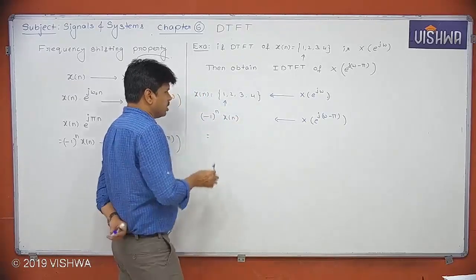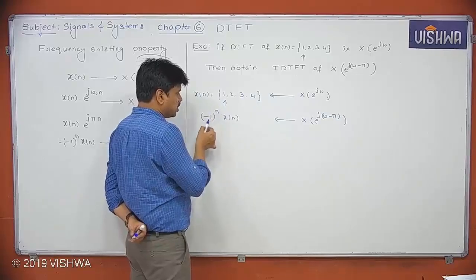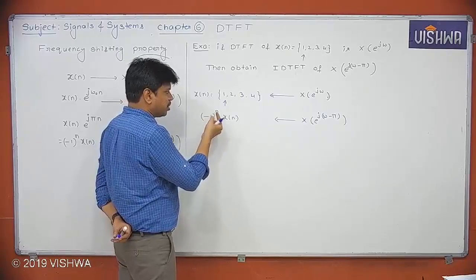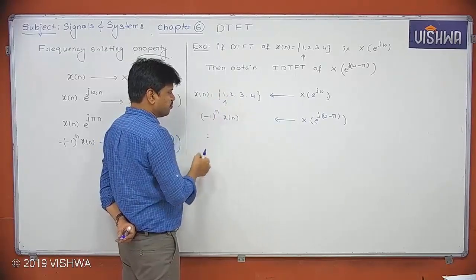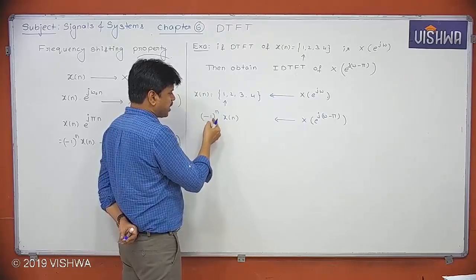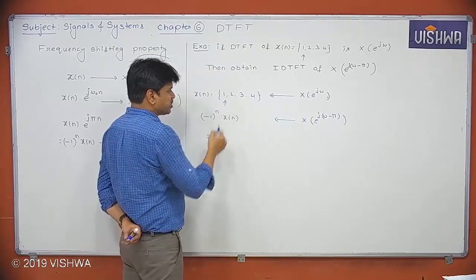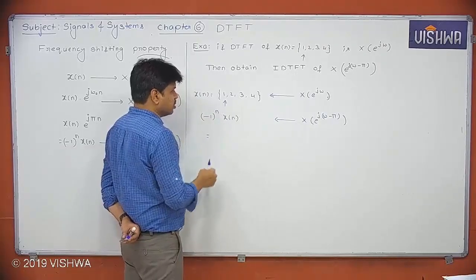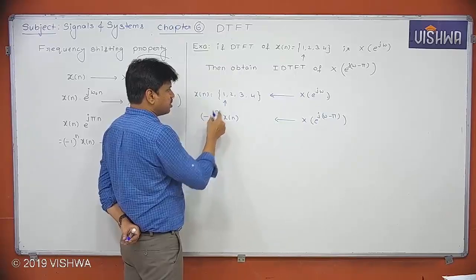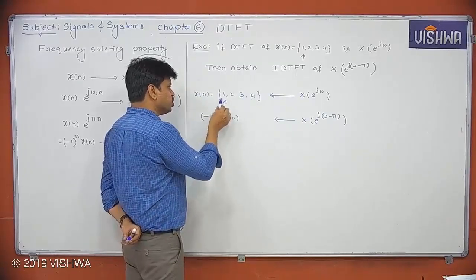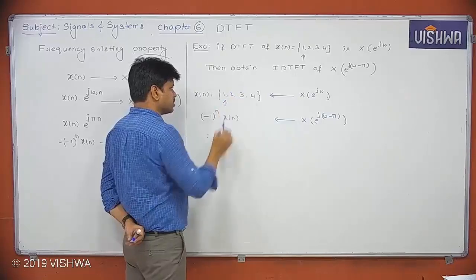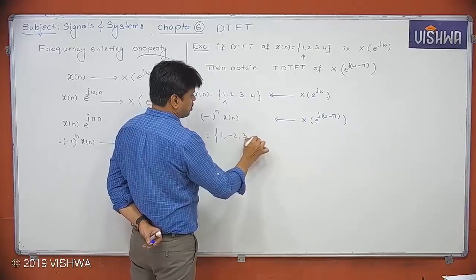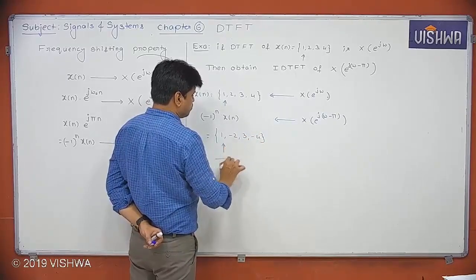If n is equal to 0, that sample is multiplied with 1. If n is equal to 1, it is going to be minus 1, so that sample is multiplied with minus 1. N equal to 2, again the value is 1, so that sample is multiplied with 1. N equal to 3, again it is minus 1. So from 0 onwards we have plus, minus, those kinds of signs. So it is 1, minus 2, 3, minus 4. Okay, take it.